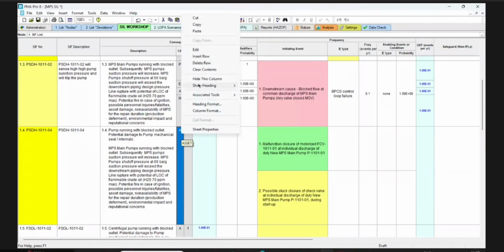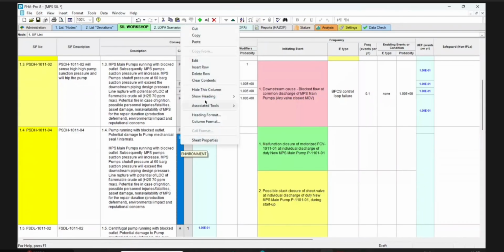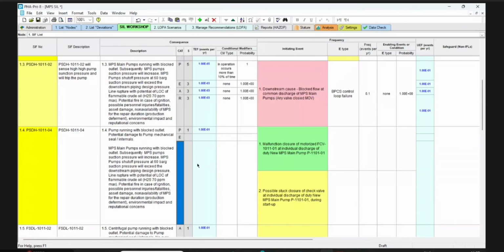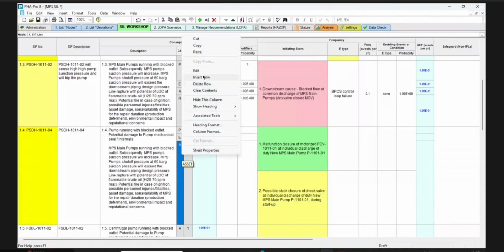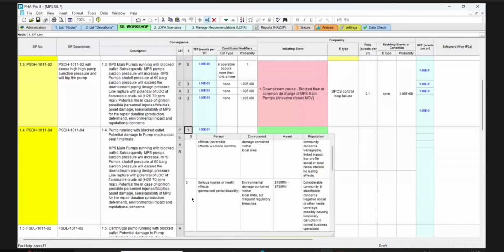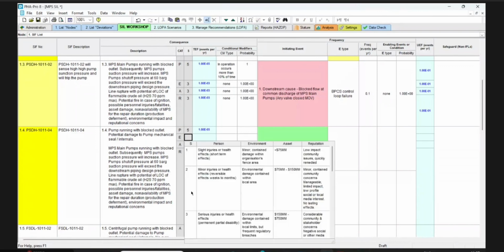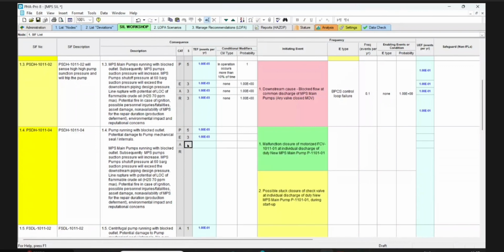People 5. People, environment. Then insert A, then insert R. So people 5, then environment 3, then asset 3, reputation 3. Okay, so we'll put the same thing here.